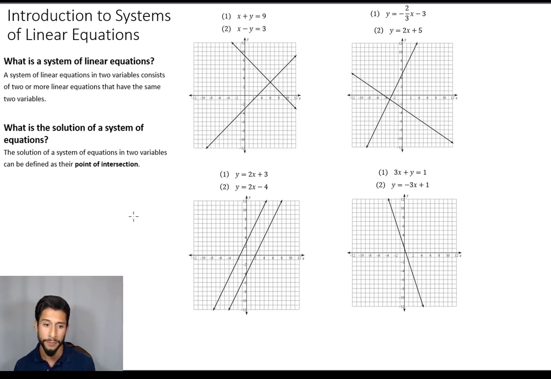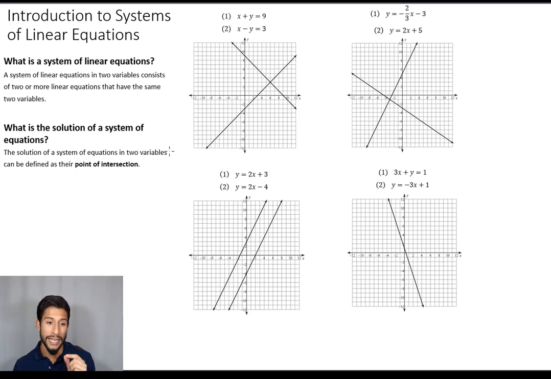Today I'm going to introduce to you what a system of linear equations is. So the first thing you have to understand is what a system of equations is. And simply put, it's just when you have more than one equation, right? So in the four examples that I have here, there's two equations. But don't get it twisted. You can have 3, 4, 5, 6, 7, an infinite amount of equations, and that's considered a system.